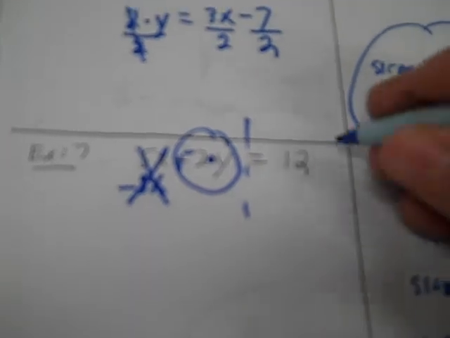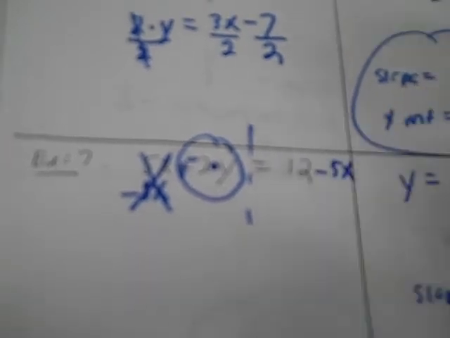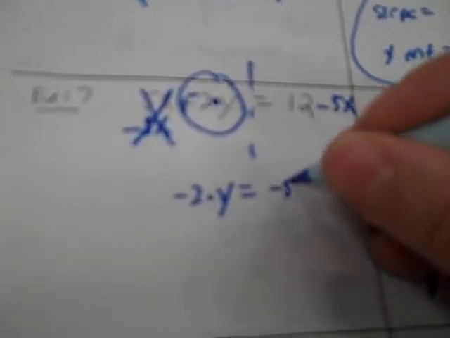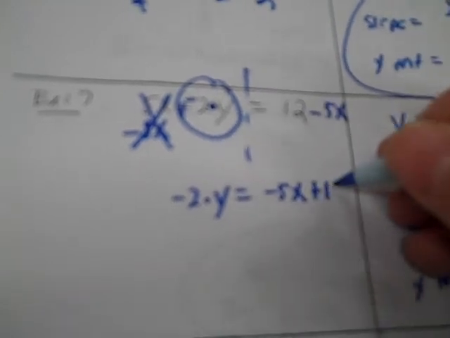Now I can't subtract 5x from the 12 because 12 is a constant. 5 is an x, so I put minus 5x behind my 12. Now rewrite the equation so the x comes before the constant. So you got negative 2 dot y. Put your negative 5x first, and then your positive 12. Okay.